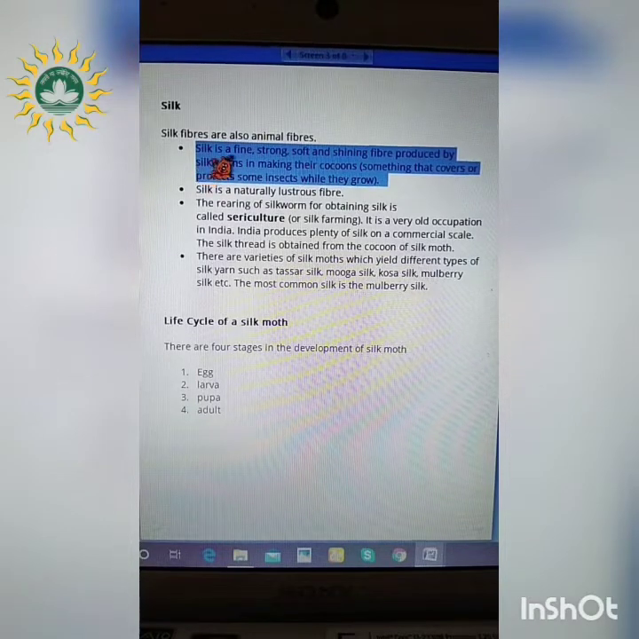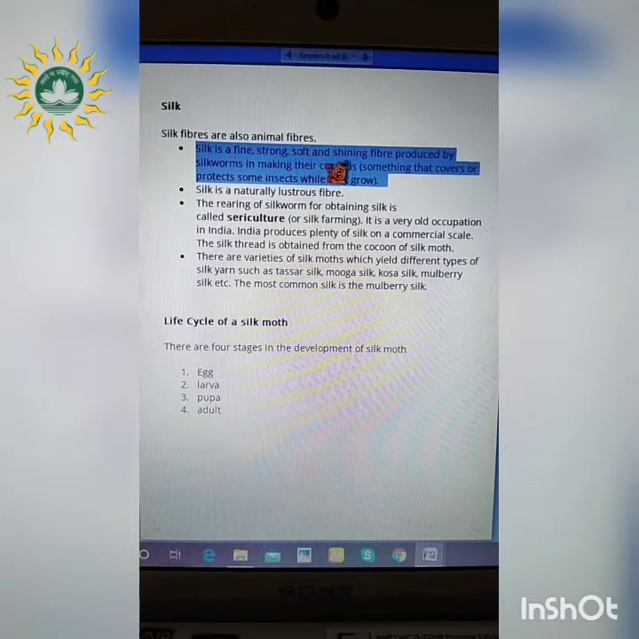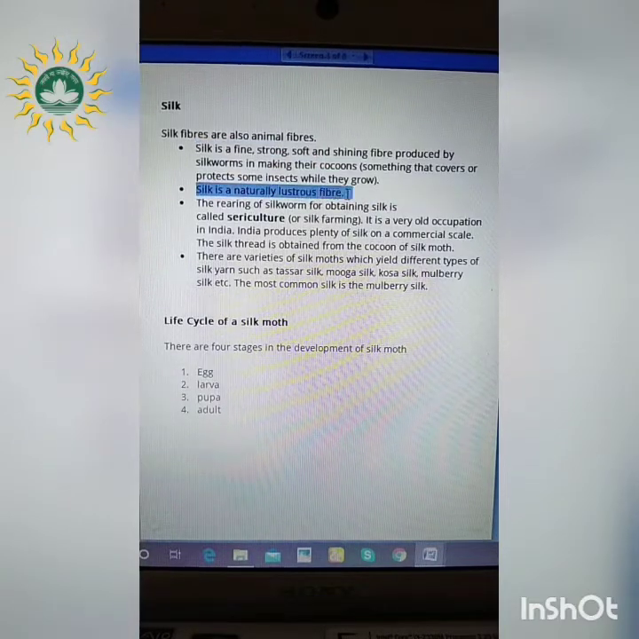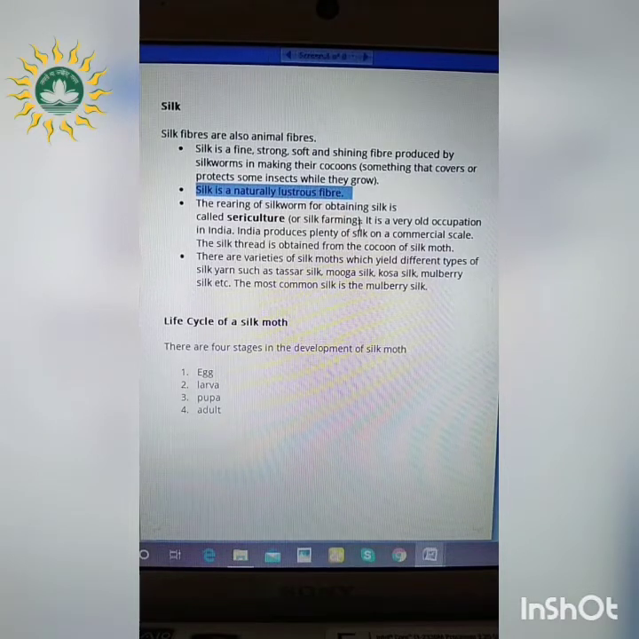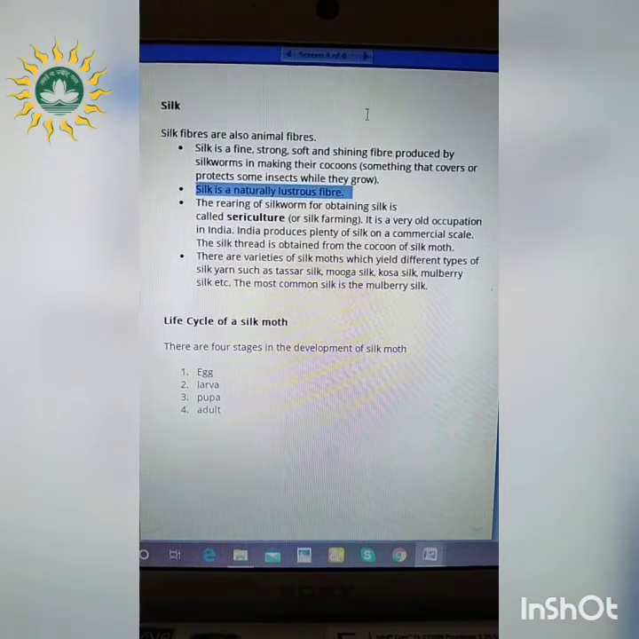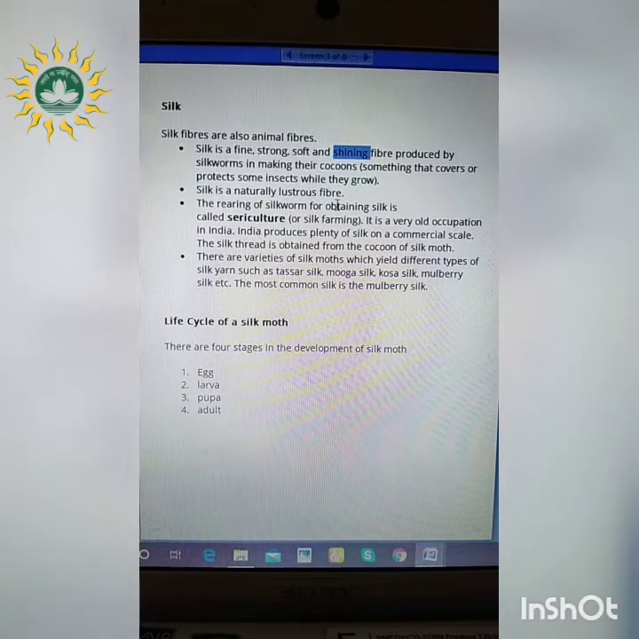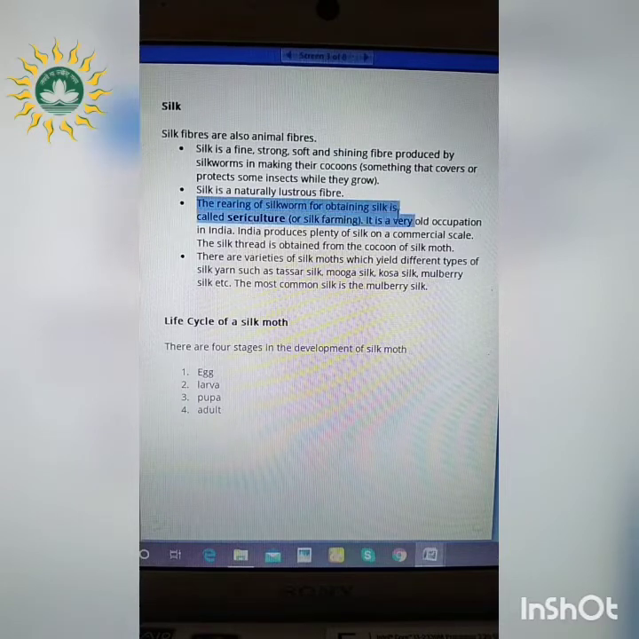So the silk is what? It is a fine, strong, soft and shining fiber. So these are the different characters of this silk fiber, right? And they're being produced from what? Produced by the silkworms. Okay, so this silk is a naturally lustrous fiber. Lustrous fiber means what? I have mentioned just now, it is shining in nature. So this lustrous means a shiny appearance.